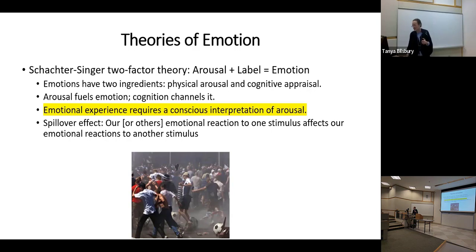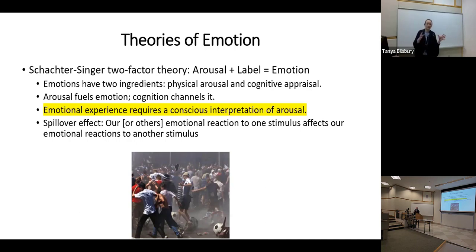There is an experiment by Schachter and Singer in 1952 about spillover effects. What happened in that experiment is they gave people shots, injections of adrenaline. And adrenaline makes you feel aroused, like a stress response, and makes your heart beat faster. And then there was a confederate in the room, confederate meaning a research assistant.